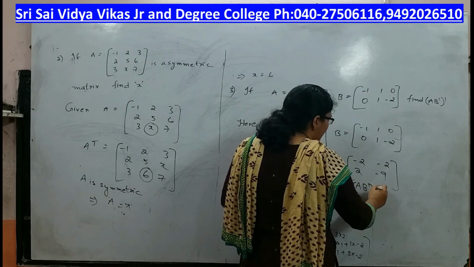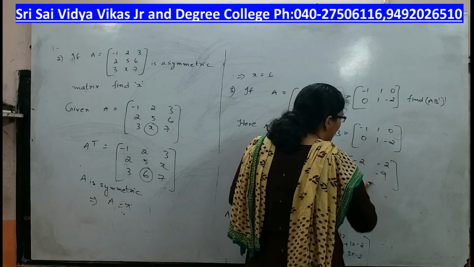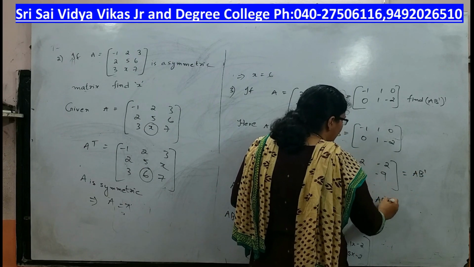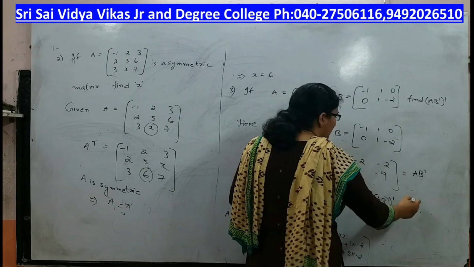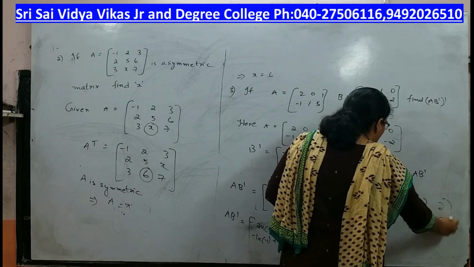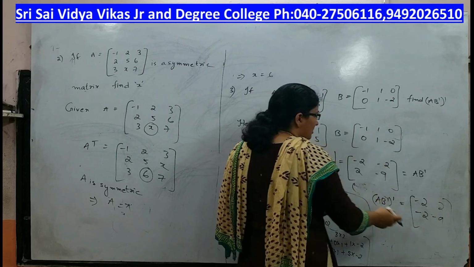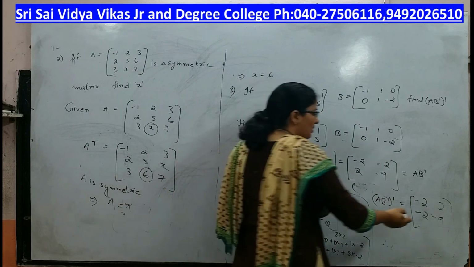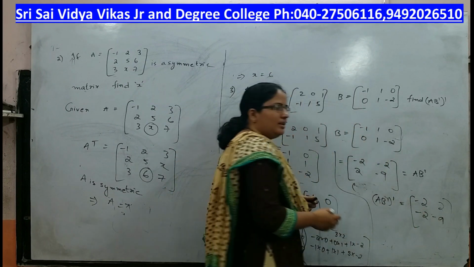A into B transpose whole transpose is equal to minus 2, 2, minus 2, minus 9. I am writing rows as columns. So this is what AB transpose whole transpose is. That's about today's class, children. We shall continue in the next class.